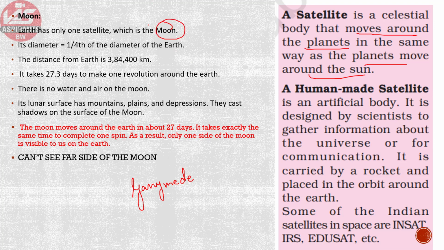Now apart from the natural satellites, nowadays of course we make some human-made satellites. It's an artificial body which is designed by scientists, and this is designed so as to gather information about the universe, or we use it for our communication purposes.